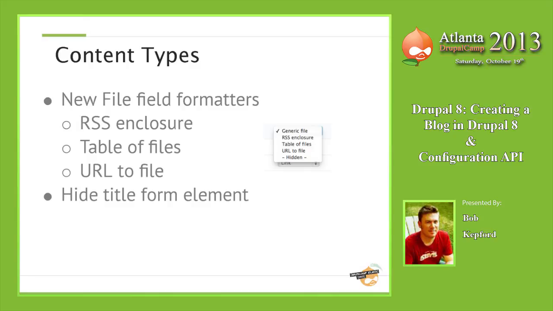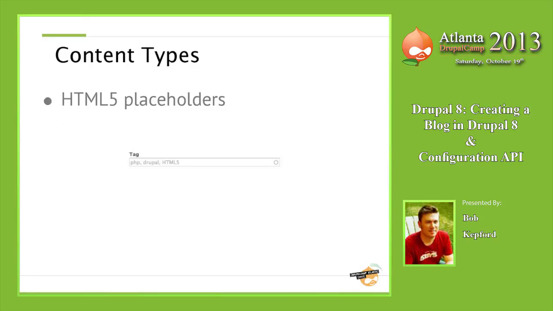New file formats are available in core: RSS enclosure, table files, URL to file. So just some nice additions. You can hide the title form element, and that's a pretty common feature request that you used to have to install a couple modules or do in your own custom module. So overall, there's just a lot of stuff that used to require more work that's just available to you.